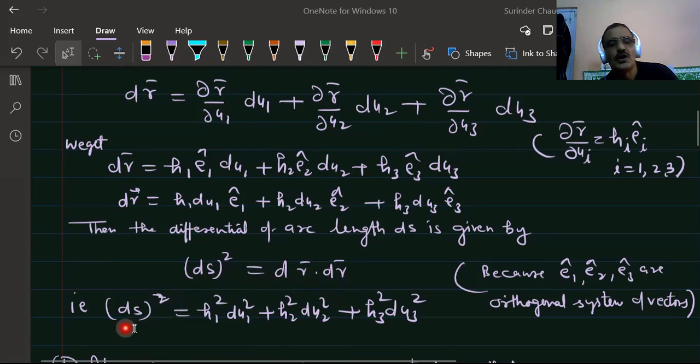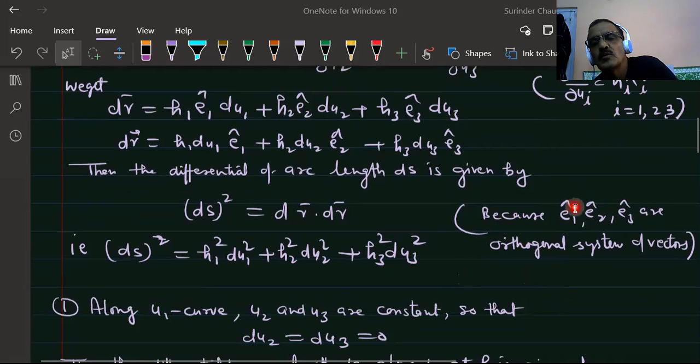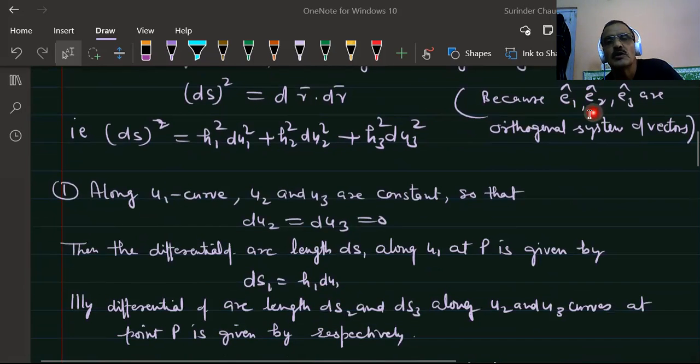So ds squared is equal to h1 squared du1 squared plus h2 squared du2 squared plus h3 squared du3 squared, because they are an orthogonal system of vectors. If they are orthogonal, the tangential vectors and the unit vectors coincide; they are identical. So we will write these vectors in terms of e1, e2, e3.